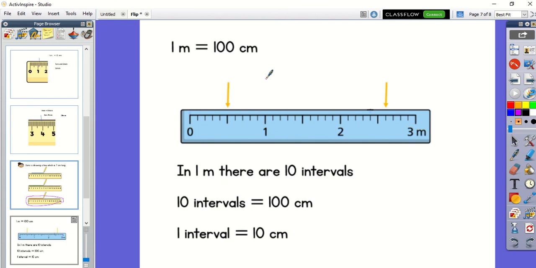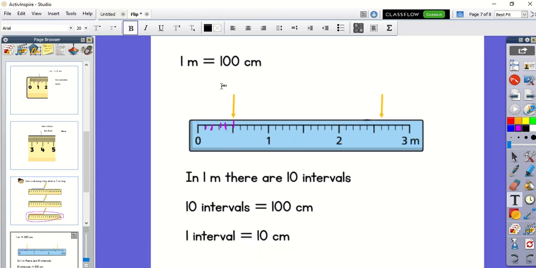And welcome back if you paused. So, having a look, as you can see here, we're between 0 and 1. So we're going to count up in 10 centimetres. 10 centimetres, 20 centimetres, 30 centimetres, 40 centimetres, 50 centimetres. So this first line here is worth 50 centimetres.